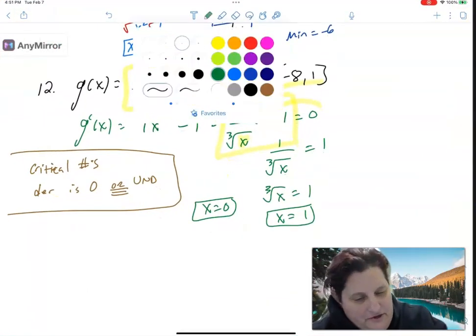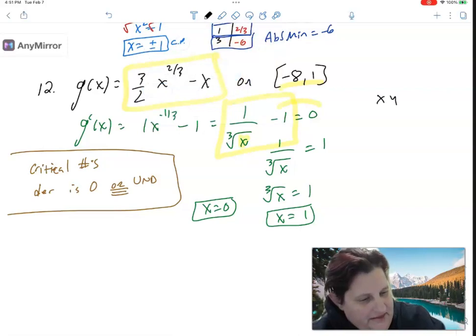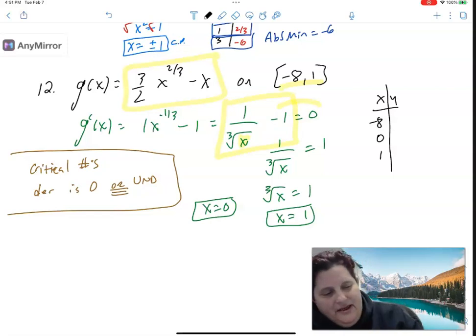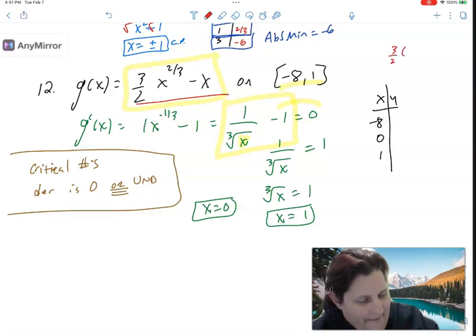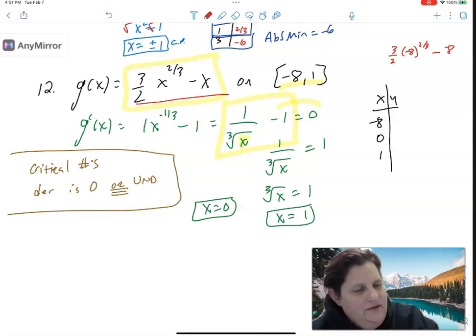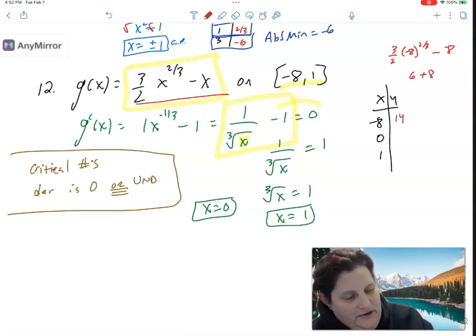So, yeah, the trickiest part was to see that you actually had to use 0 also. So -8, 0, and 1. And when I do the candidates test, back into the original problem: -8 to the 2/3, minus -8. The cube root of -8 is -2. Squared is 4. 3 times 4 is 12. Divided by 2 is 6. So that gave me 14.